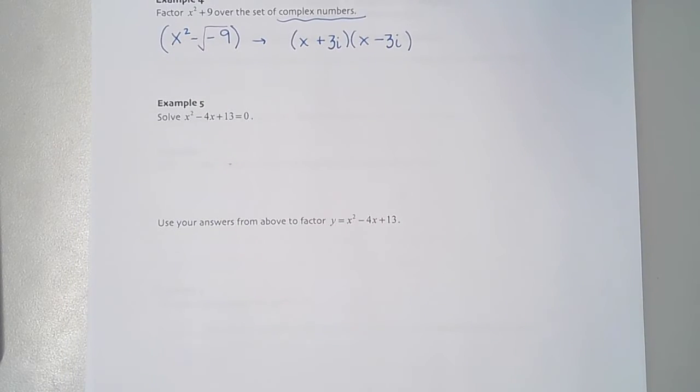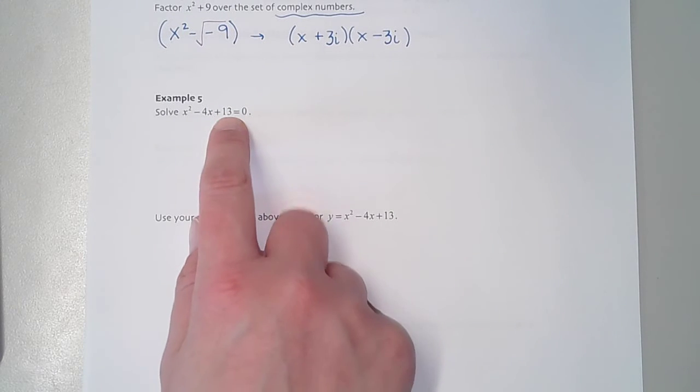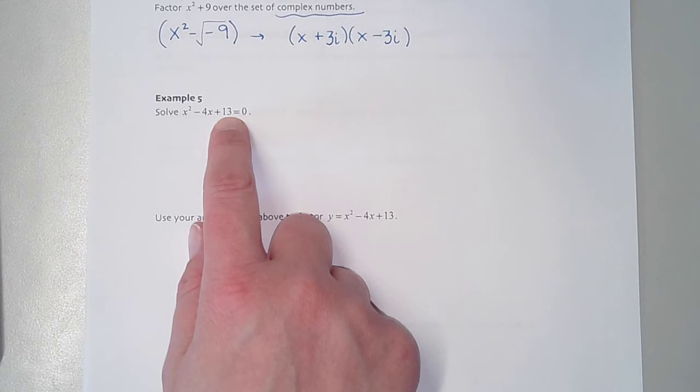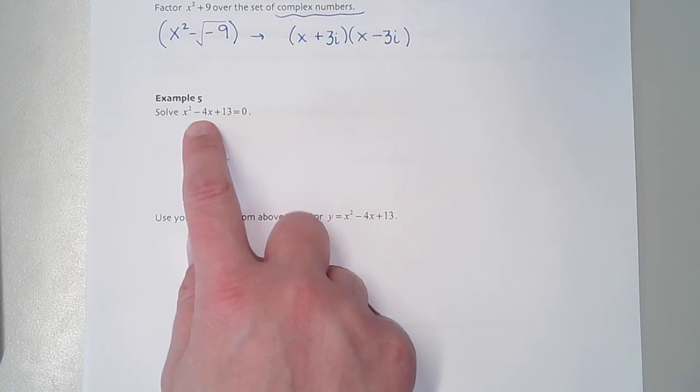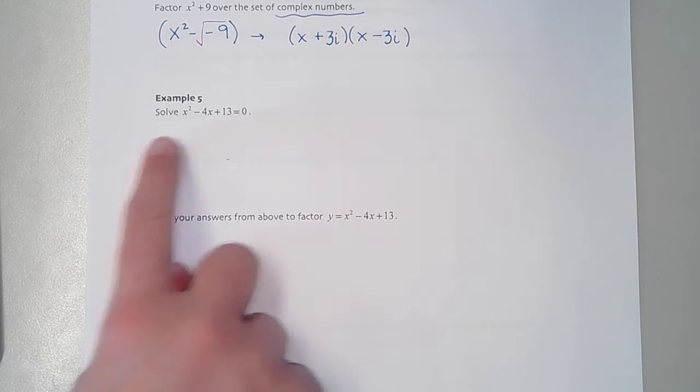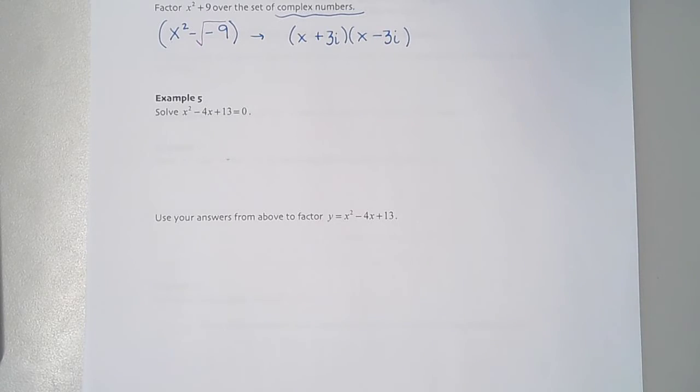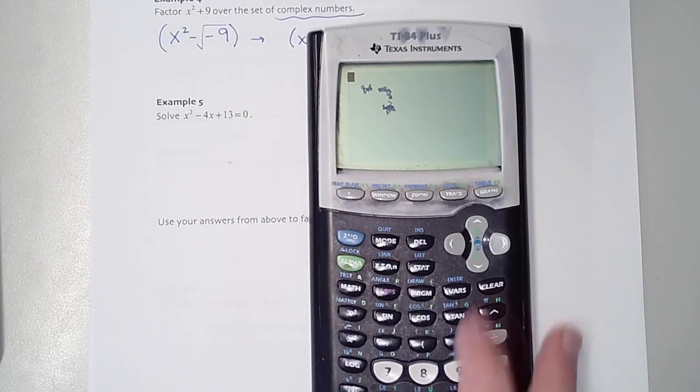So now let's look at example 5, and I'm telling you to solve this. My guess is that your first instinct would be the quadratic formula, and I'm with you. That's what I would do too. Your other option would be factoring, but factoring doesn't look real pretty because I don't have many things that multiply to make 13. I can't multiply to 13 and add to make 4, but I can solve this with the quadratic formula. So let's give that a try.